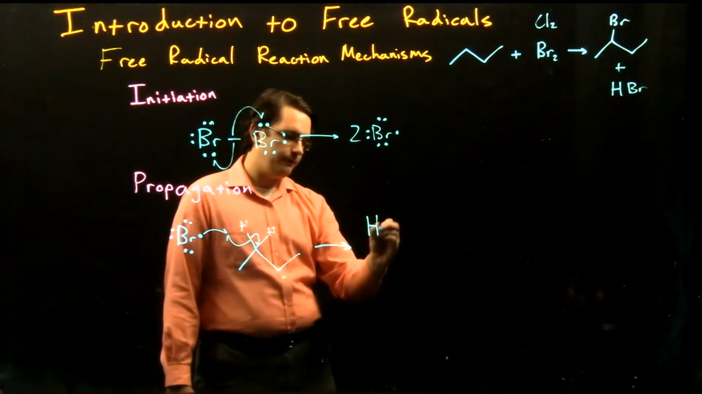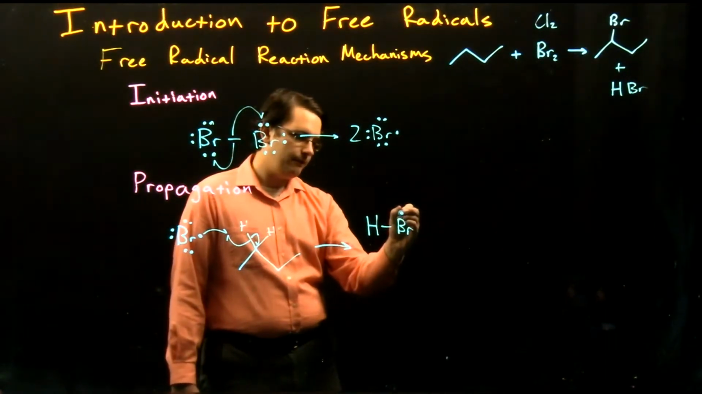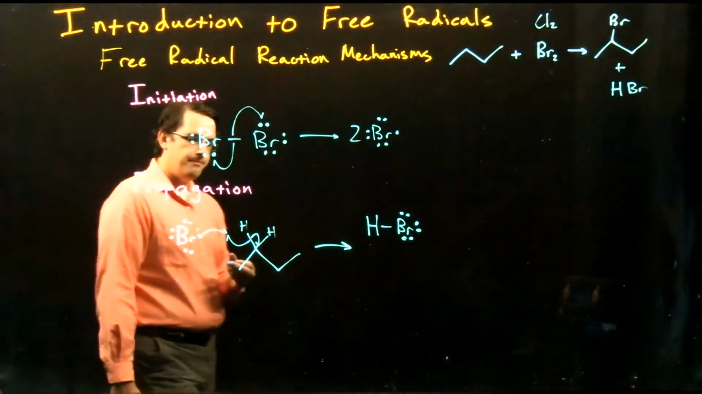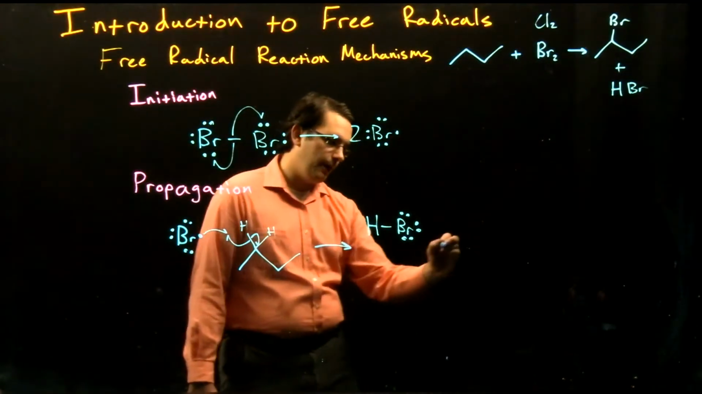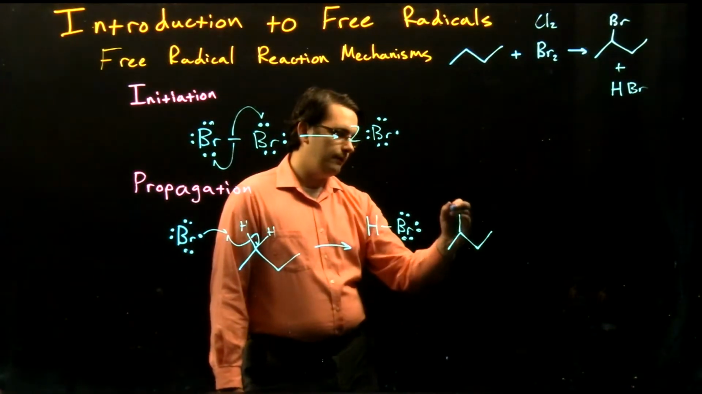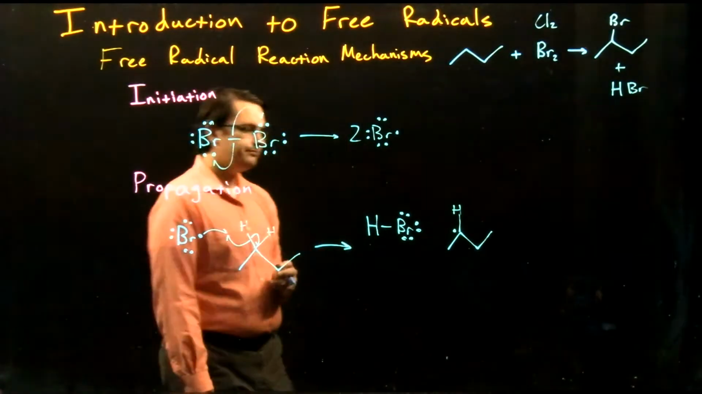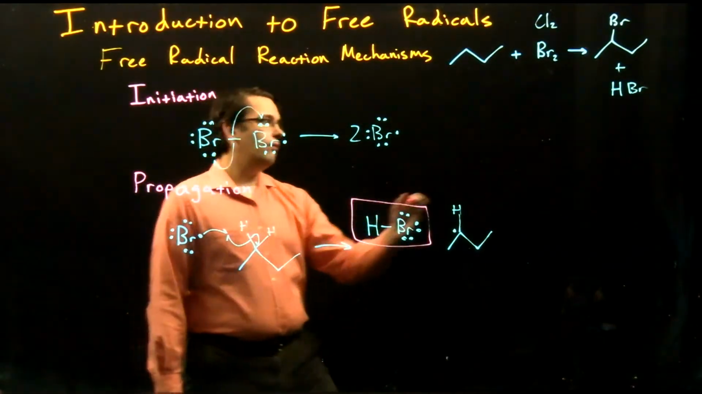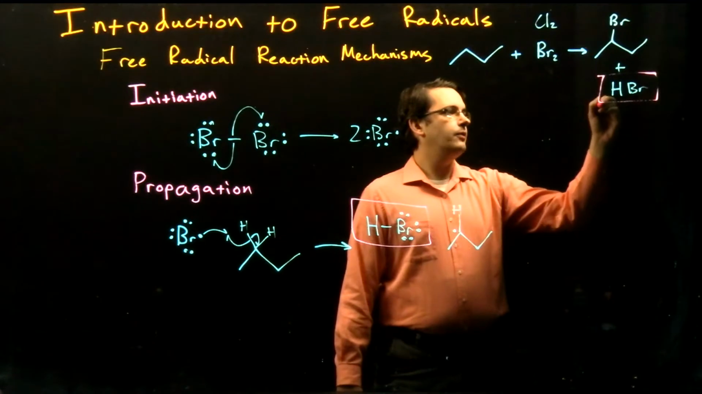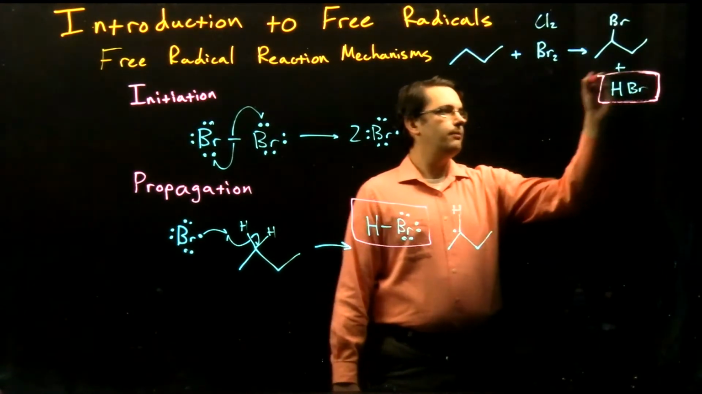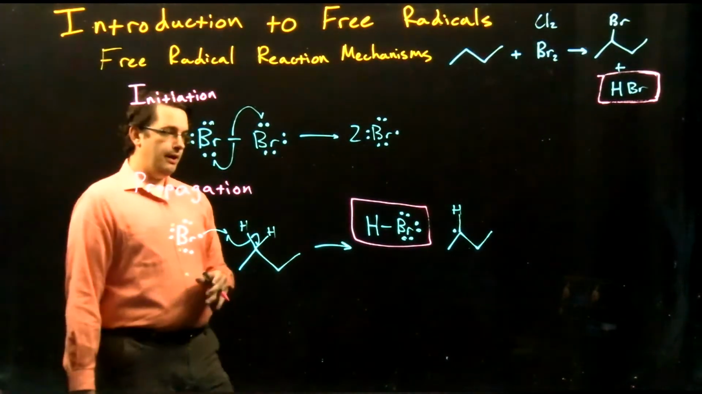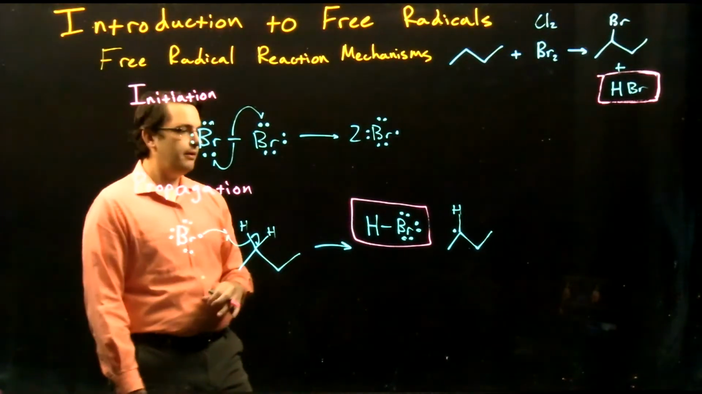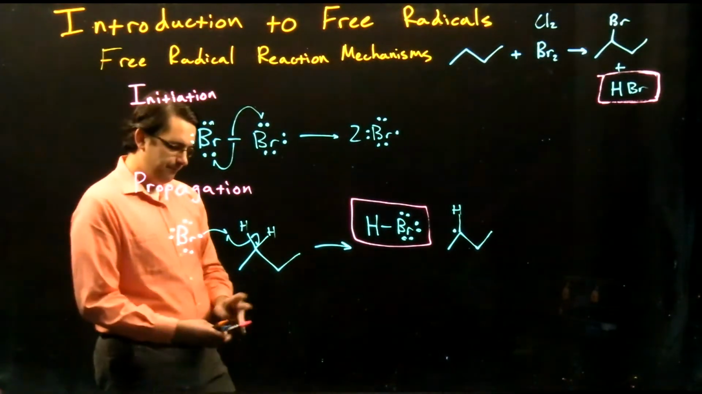So our products from this first step here of our propagation phase would be HBr, our hydrogen halide, as well as an alkyl radical. So we get this alkyl free radical here. Now notice, of course, HBr is already one of our products here. So our products actually form in this propagation step exclusively. So they actually form kind of in the middle of the reaction, not at the end of the reaction in our final termination step. You'll see in a minute why that is.